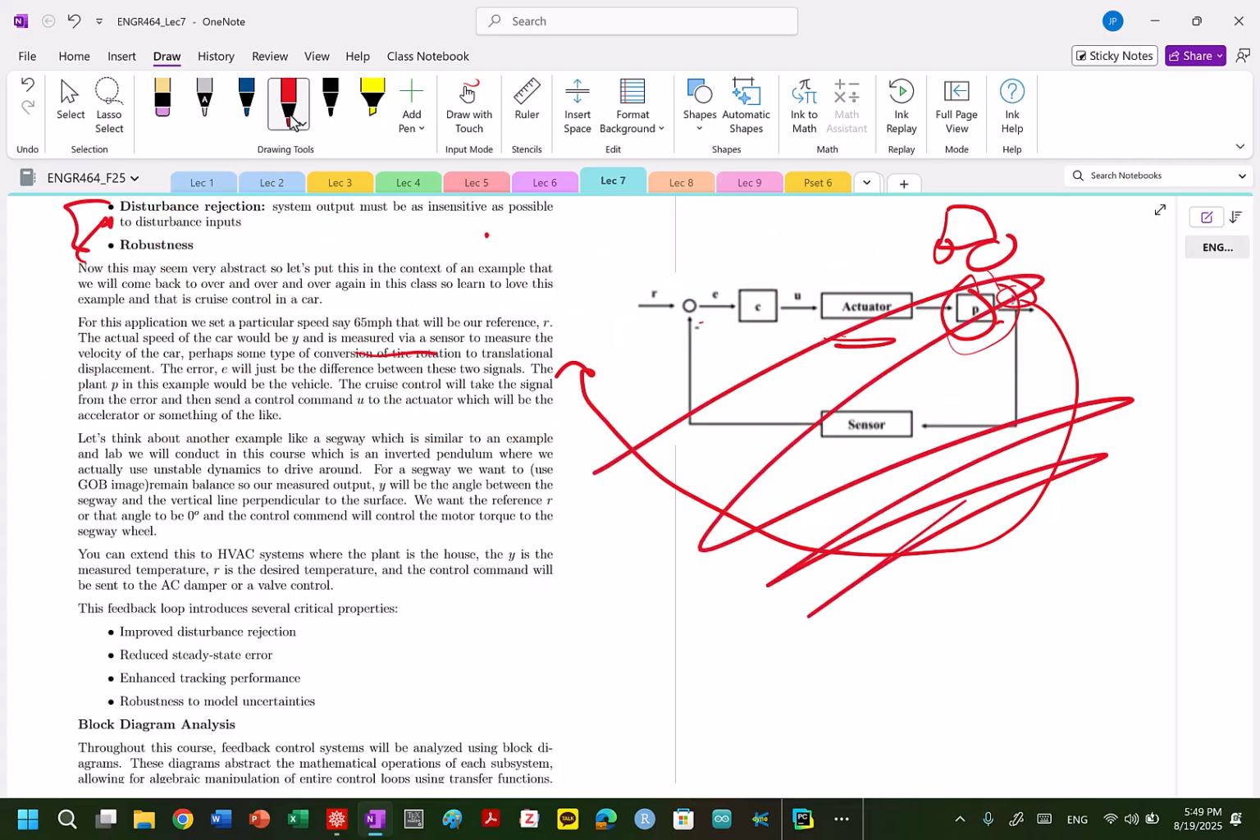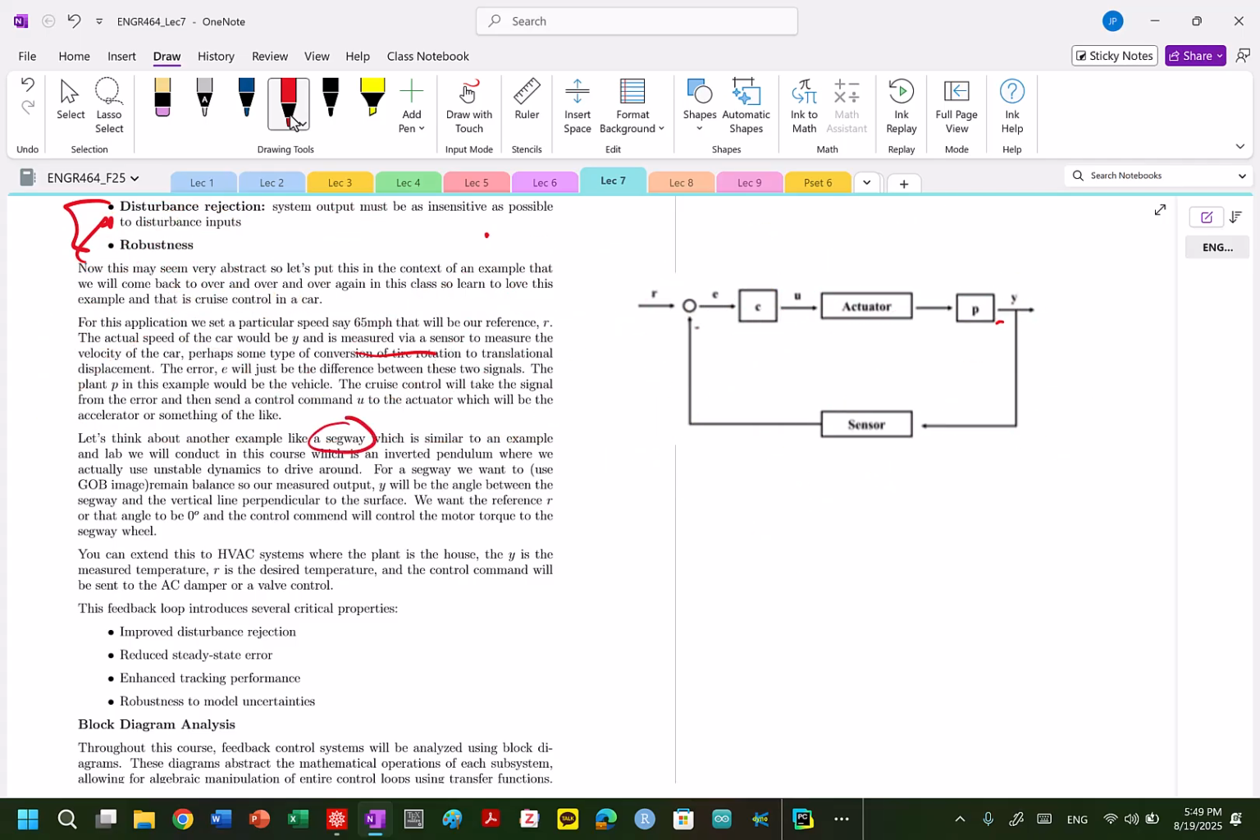You can think of another example: the Segway. A Segway is basically just a fancy inverted pendulum, right? The whole idea is you want to stabilize that stick.